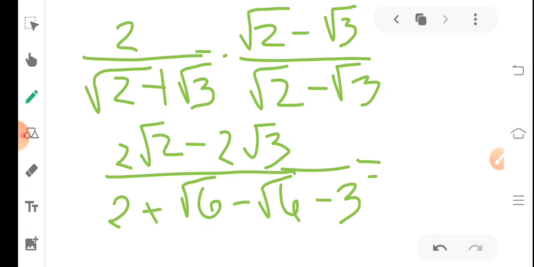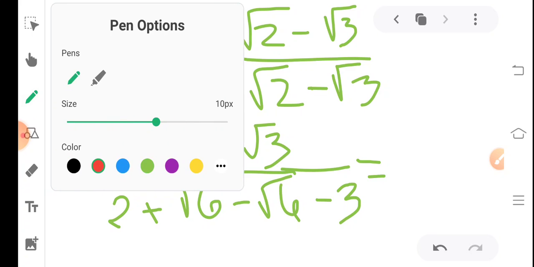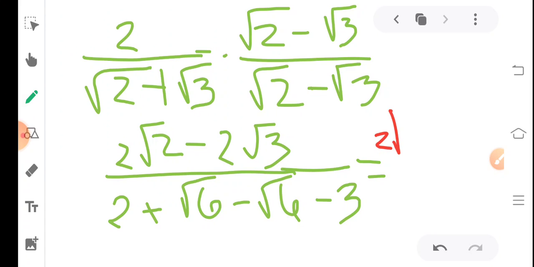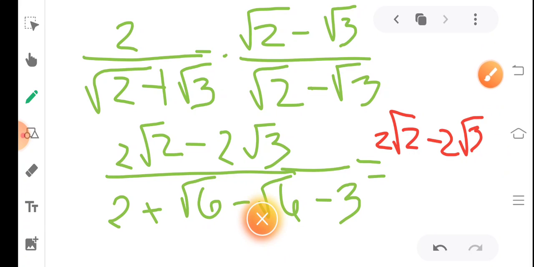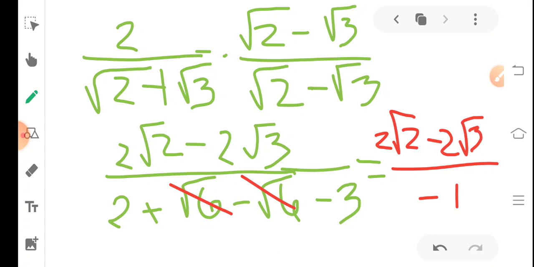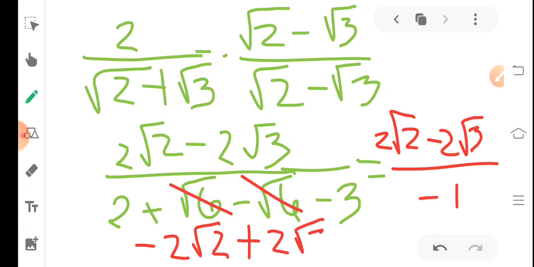So if we simplify, the final answer is: we have 2 square root of 2 minus 2 square root of 3 over negative 1. So this is cancelled. Then 2 minus 3 is negative 1. So our final answer is negative 2 square root of 2 plus 2 square root of 3.